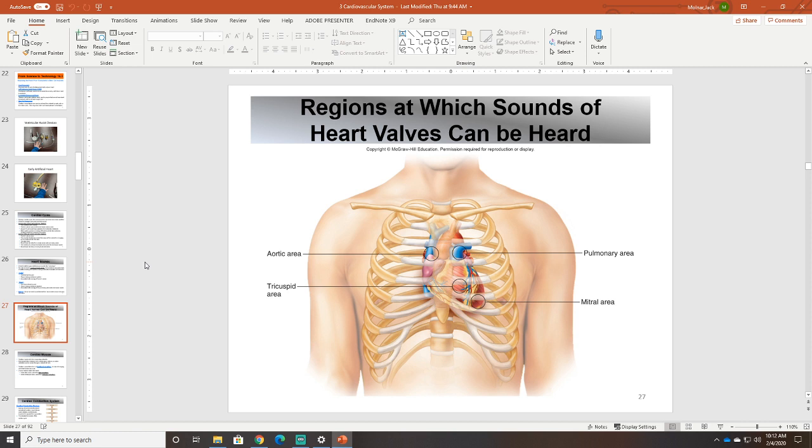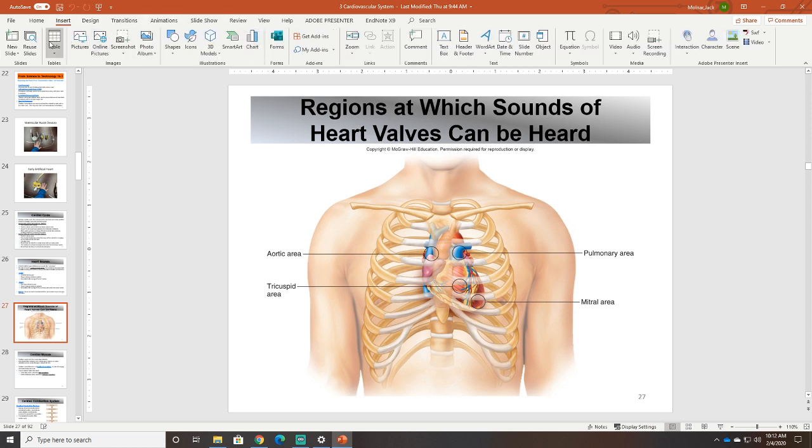All right, here are the auscultatory areas. That's a fun word. I'm actually going to insert a text box and type that out.